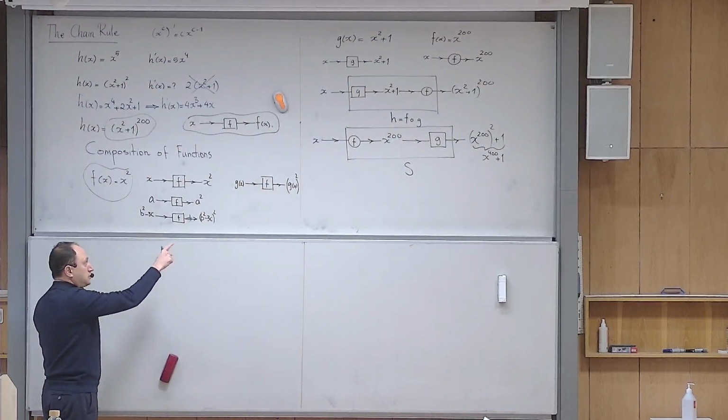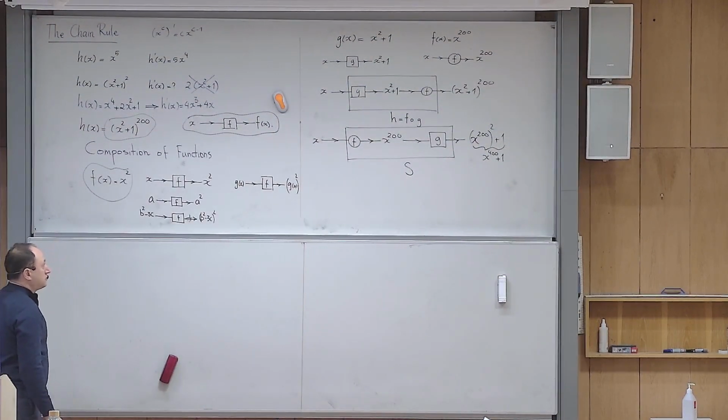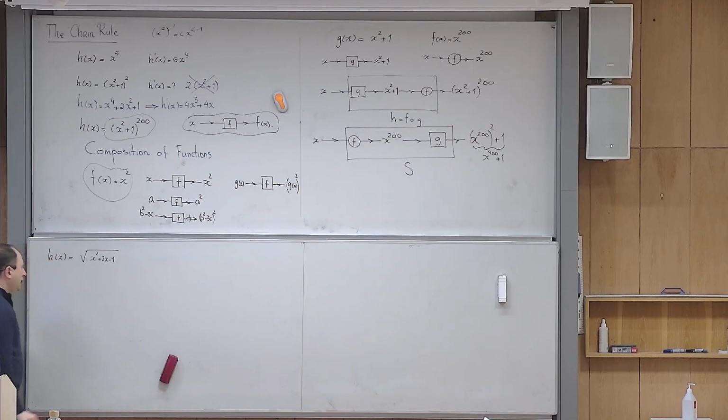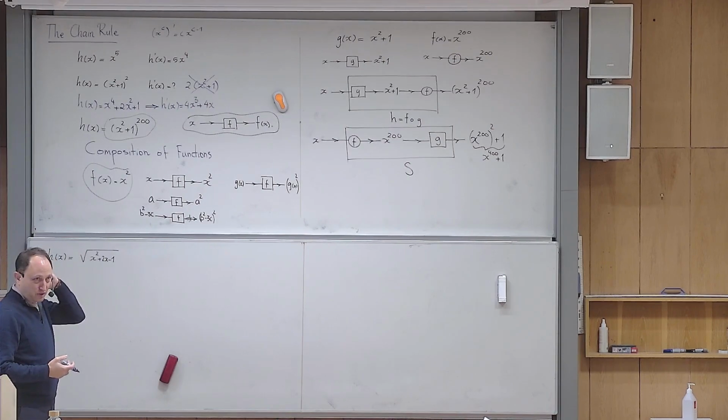Let me do some practice here first. I want to see if you understand how to do it. For example, if I write this function, let me write it h of x, the square root of x squared plus 2x minus 1. Can you tell me how many functions are involved here? Keep it as simple as possible.